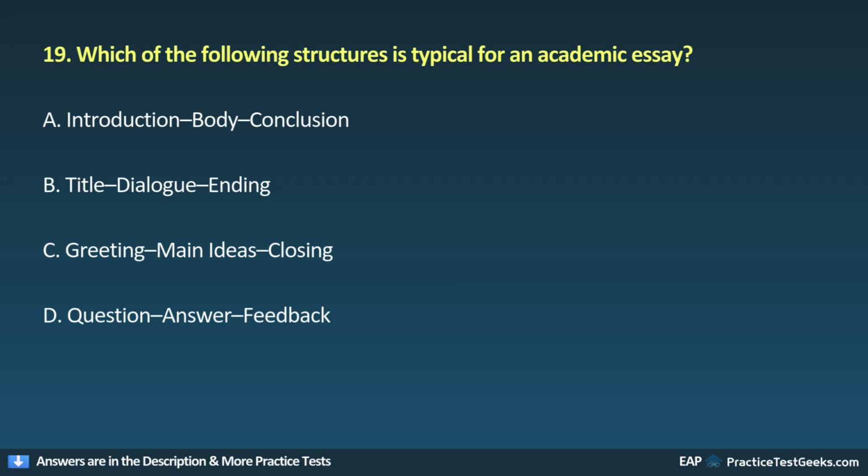19. Which of the following structures is typical for an academic essay? A. Introduction, body, conclusion. B. Title, dialogue, ending. C. Greeting, main ideas, closing. D. Question, answer, feedback.